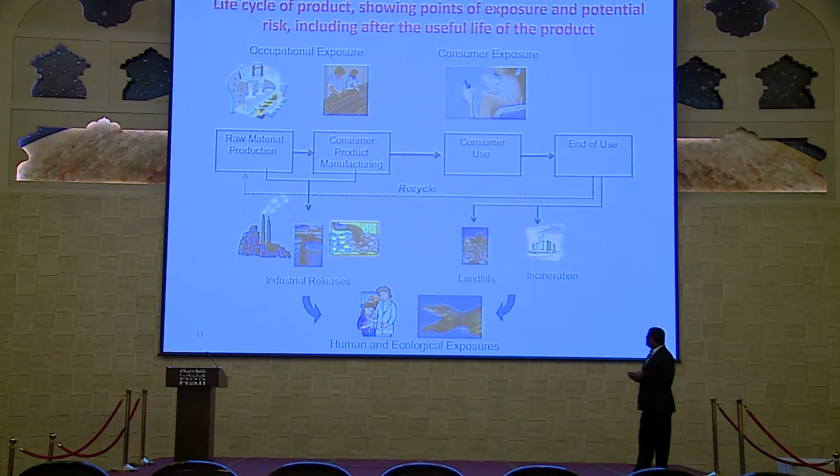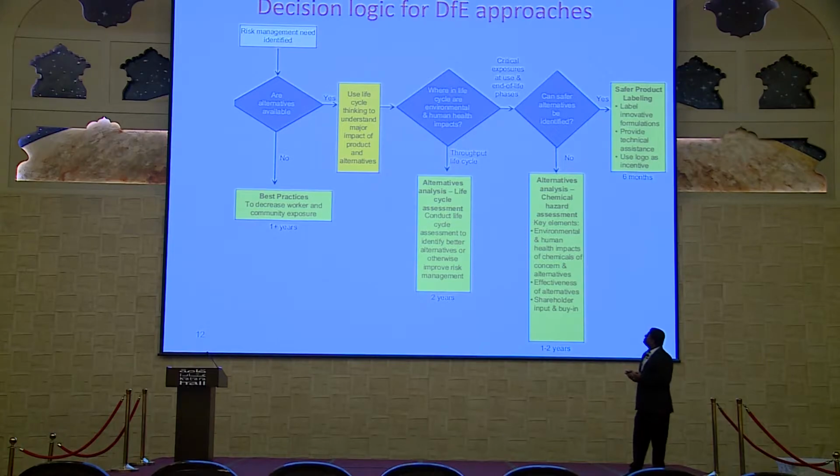And then there will be industrial releases, or releases in the landfill and incineration. From there the human and ecological exposures will occur. So this is the total life cycle analysis for a particular product. We need to understand the different points of exposure and what kind of risks are there, and we will take proper action for that.